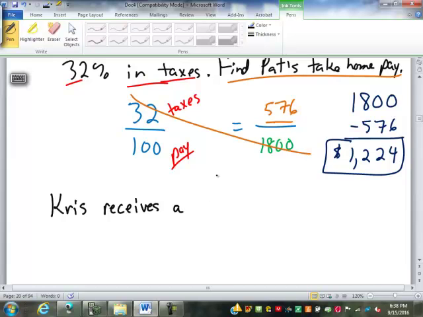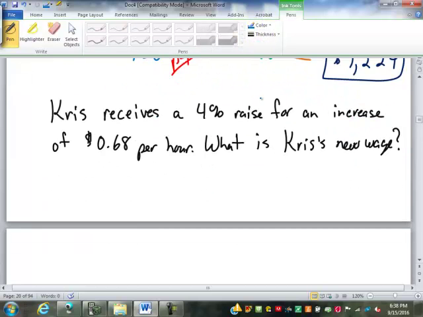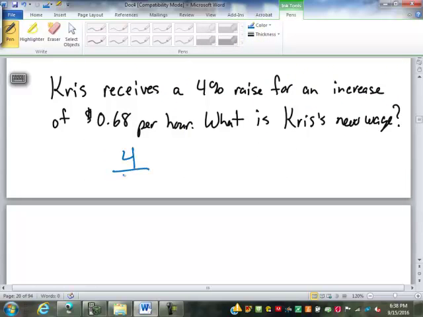Let's see, Chris receives a 4% raise for an increase of 68 cents per hour. What is Chris's new pay? New wage. Do you have a percent? 4%. 4 over 100.